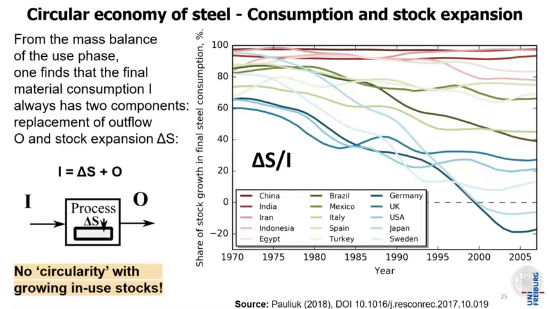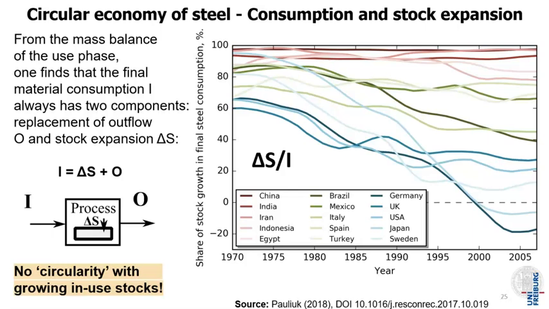It tells us that every inflow, every consumption of steel either replaces outflow, so when you replace an old building, or it expands the stock, greenfield, right? If you have a new city, you need to put the steel into the use phase in the first place. And we see that countries at different stages of economic development have different ratios of stock expansion to inflow versus maintenance to inflow.